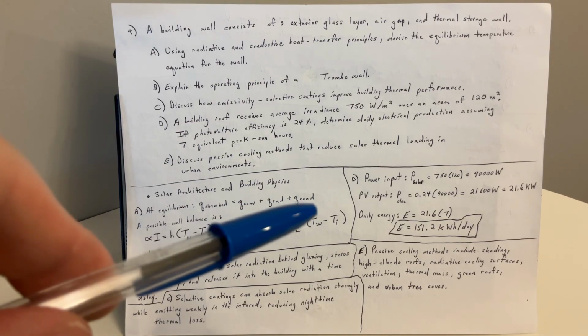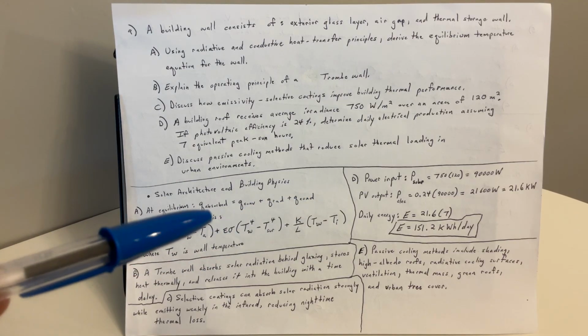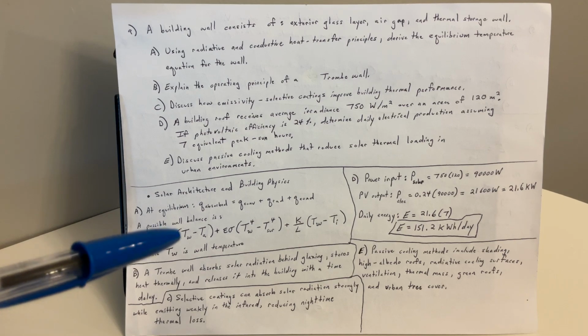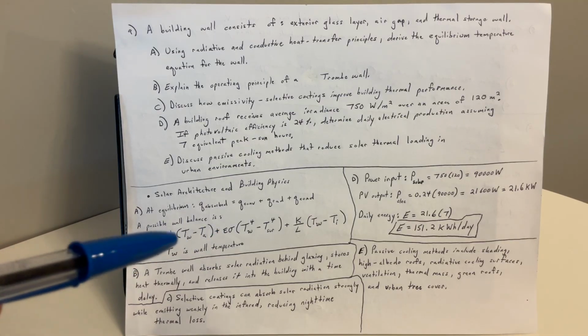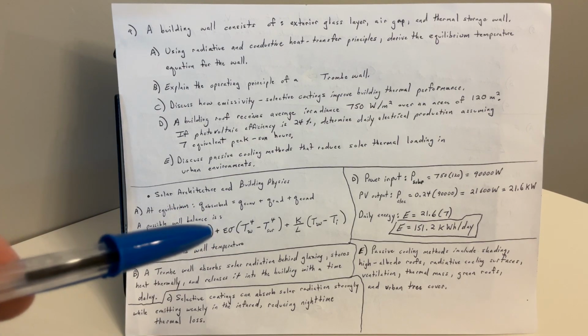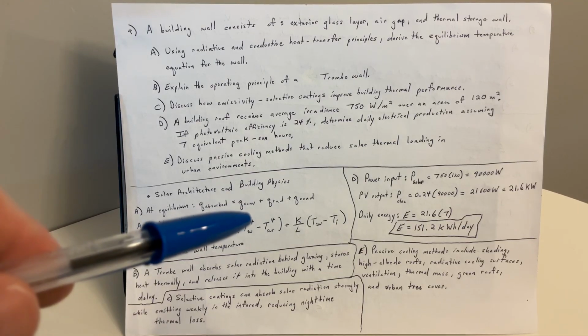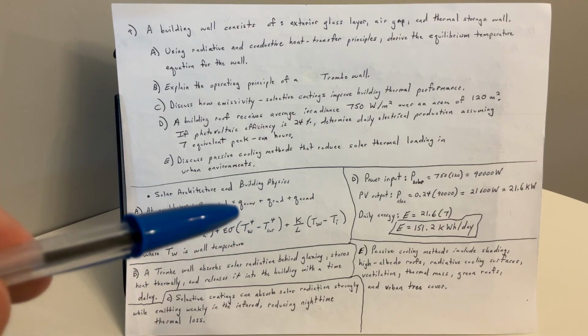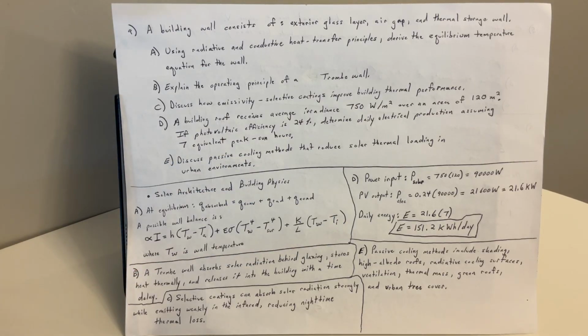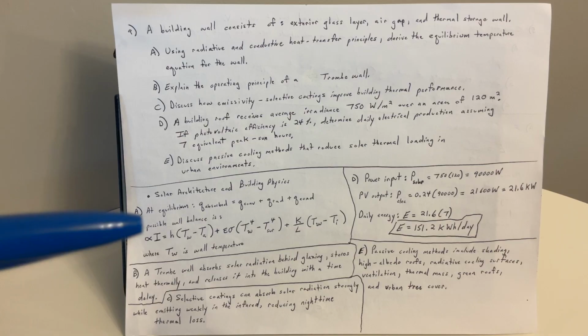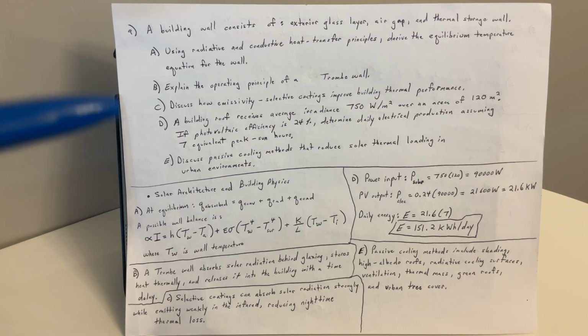This is CONV and this is COND. A possible wall balance is alpha I equals H times quantity T sub W, the wall temperature, minus T sub A, plus epsilon sigma times the quantity T sub wall temperature to the fourth minus T sub surrounding to the fourth, plus K over L times the quantity T sub wall minus T sub I. Here, T sub W is the wall temperature, and this is SUR there, if it's legible.